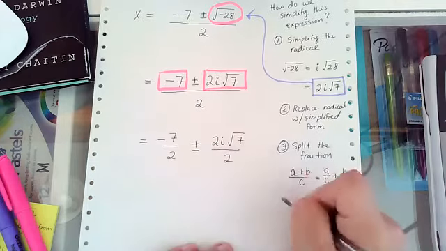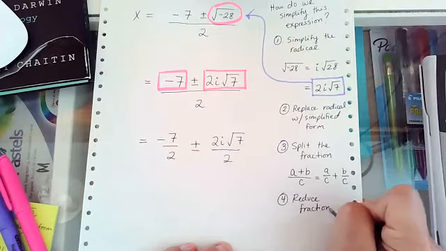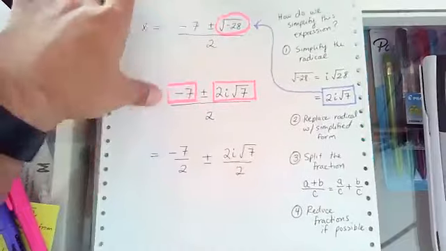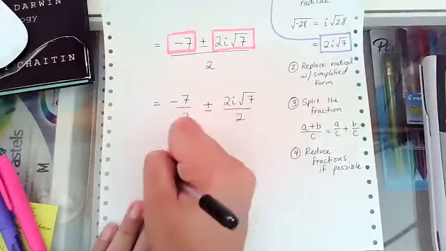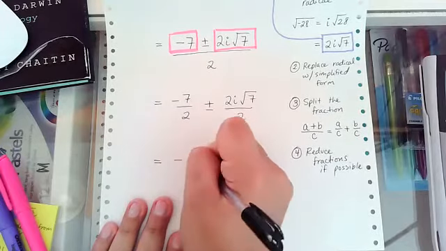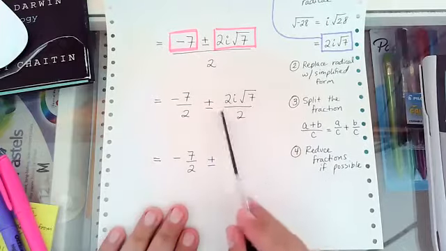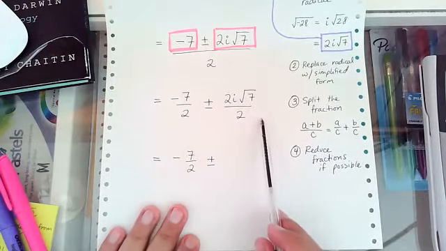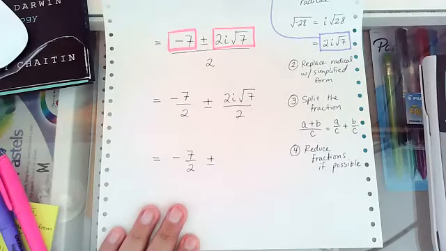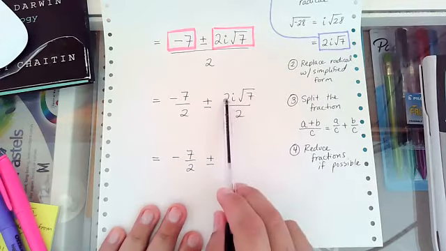And the last step is going to be reduce the fraction if possible. Okay, so now we're looking at two numbers here. -7 over 2 cannot be reduced, so we're going to leave that as -7 over 2. But if you're looking at this weird monstrosity, is there a common factor on the top of the fraction and on the bottom of the fraction that can be canceled or reduced? Yeah, the 2's, right?